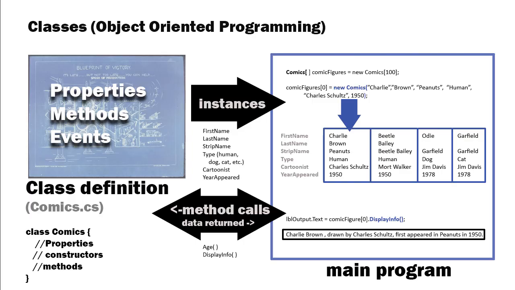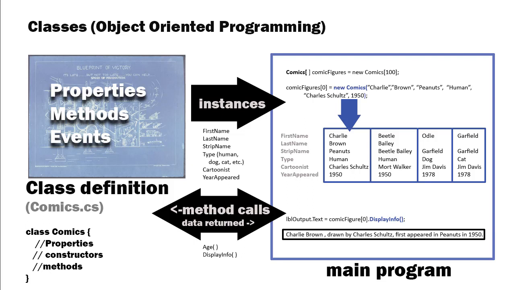In the previous video, we looked at creating a custom class named comics.cs, and then in our main program, creating an array to hold instances of those comic characters. We can set an element of that array and pass it the data that we want to populate that array element. So we're going to do this in Visual Studio.